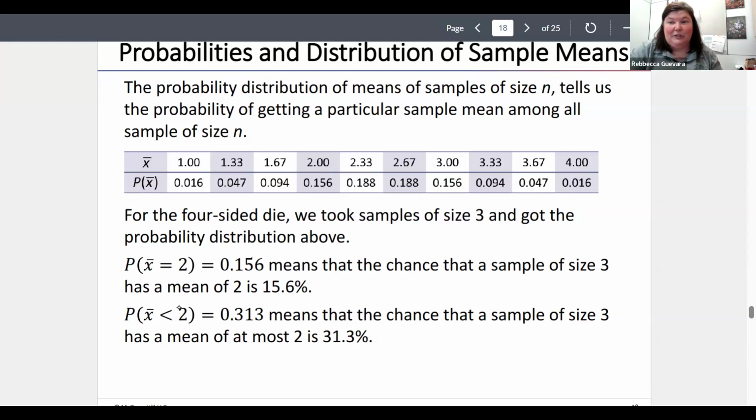Actually, I'm going to say 2 or equal to. I need to make a quick little fix here. Less than or equal to. So if we did that, that's just these 4 numbers here. If we add those together, we're going to get 0.313. So this means the chance that a sample of size 3 has a mean of at most 2 is 31.3%. Like I said, it's not individual values being less than or equal to 2. It's means of samples of size 3 being less than or equal to 2.